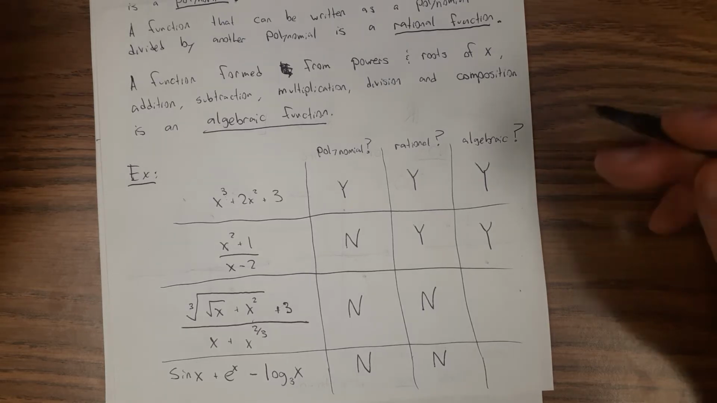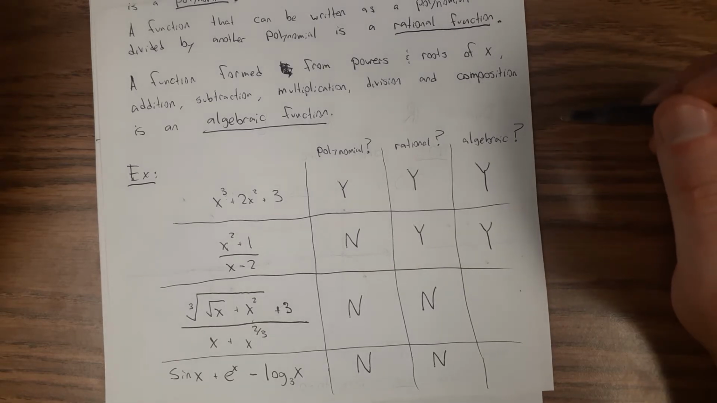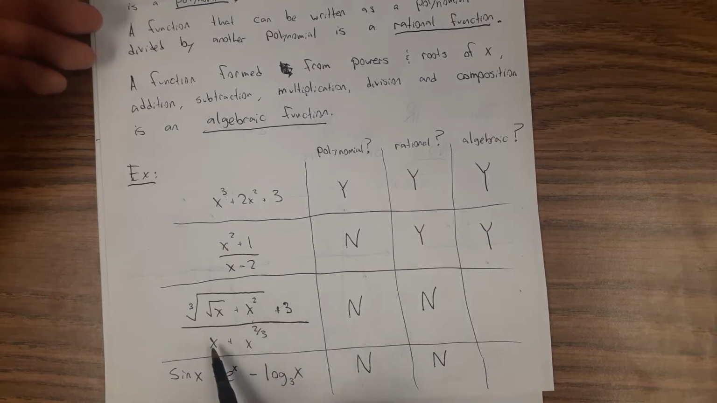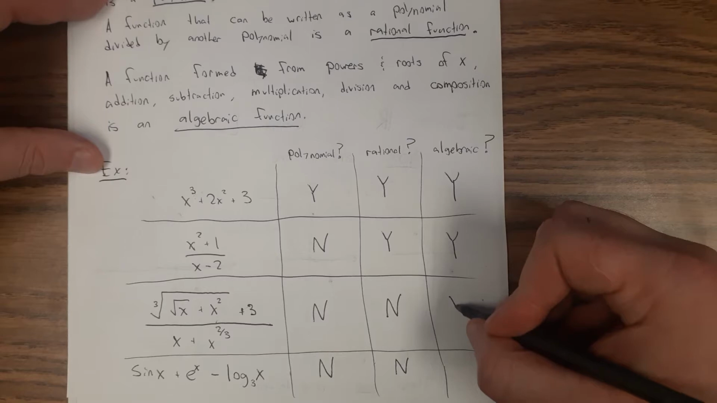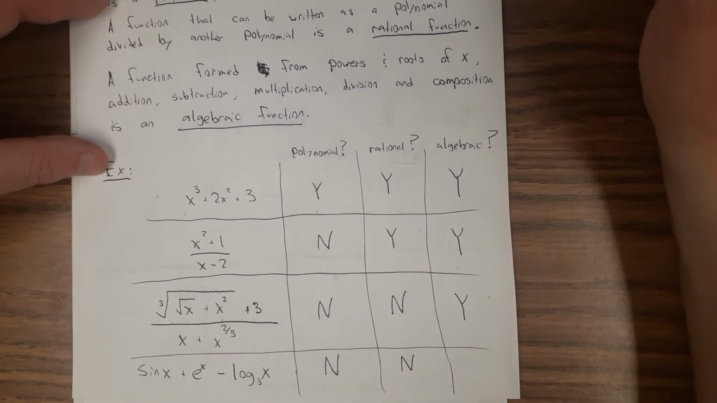So that's what I mean by composition here. You're allowed to do algebraic functions of other algebraic functions. And of course, the bottom is just powers of x, so that's algebraic. So that one's a yes, even though these were no.